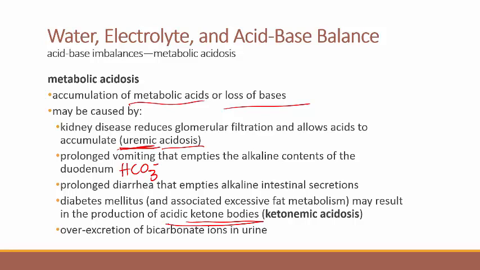And then last of all, the loss of bicarbonate ions in the urine can also result in loss of base, and therefore metabolic acidosis. So metabolic acidosis is if any of these metabolic processes result in acidosis in the body.